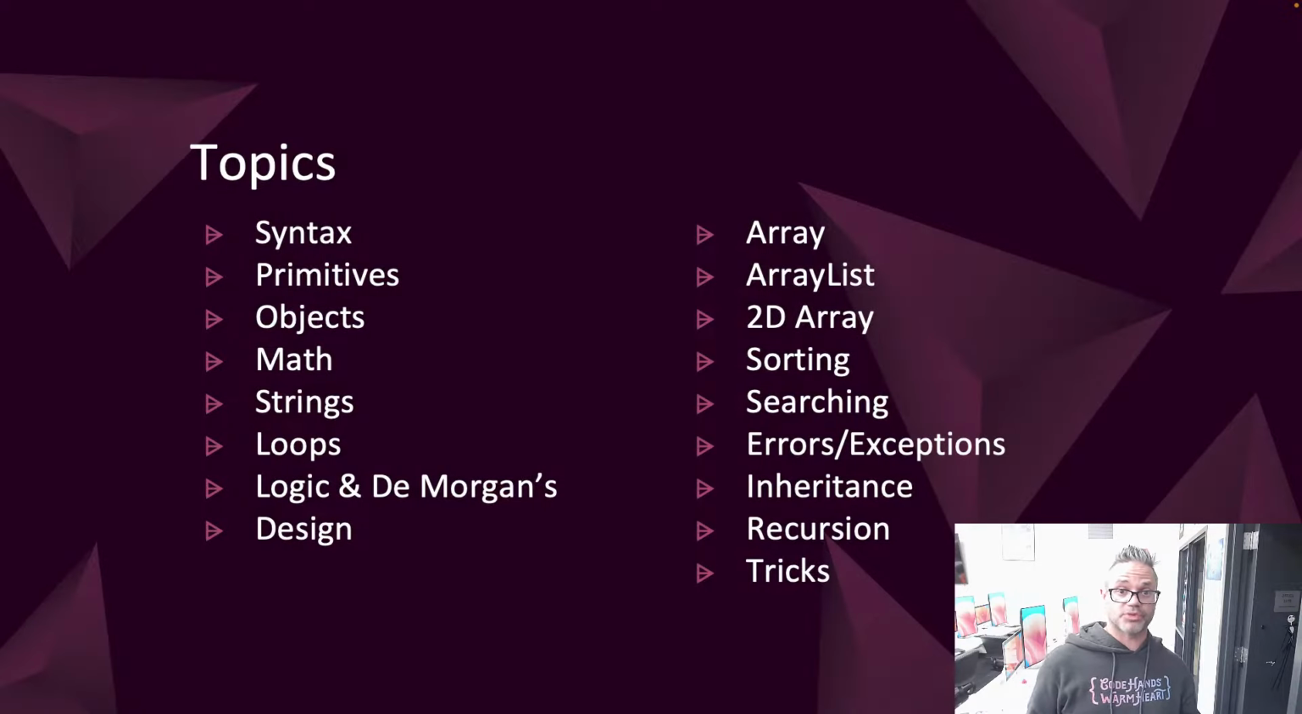Here's a quick list of the topics we're going to be going over as we go through this review. We've got syntax, primitives, objects, math, strings, loops, logic and De Morgan's law, design, array, ArrayList, 2D arrays, sorting, searching, errors and exceptions, inheritance, recursion, and a couple tricks you can do to help you do a better job on the exam.